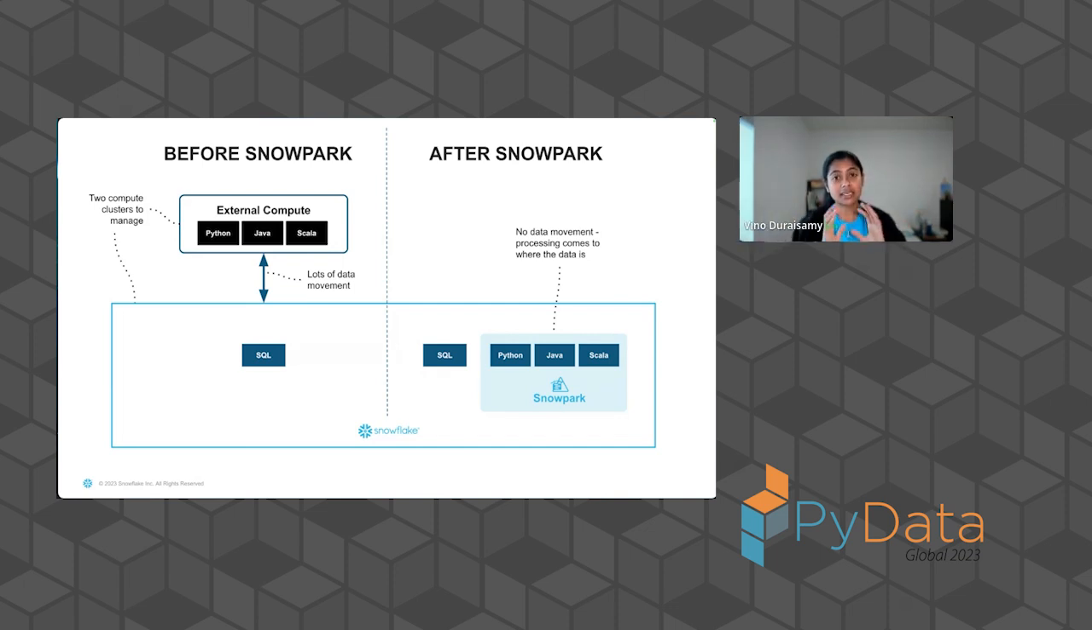So now you can keep the data where it is, but all the different teams can bring their code and compute to where the data is. So that's what happened after Snowpark. Snowpark is a set of libraries. It allows you to write code in Java, Python, and Scala. And if you have Snowpark in there, all the external compute is happening within Snowflake. And now there is no data movement in and out of Snowflake at all.